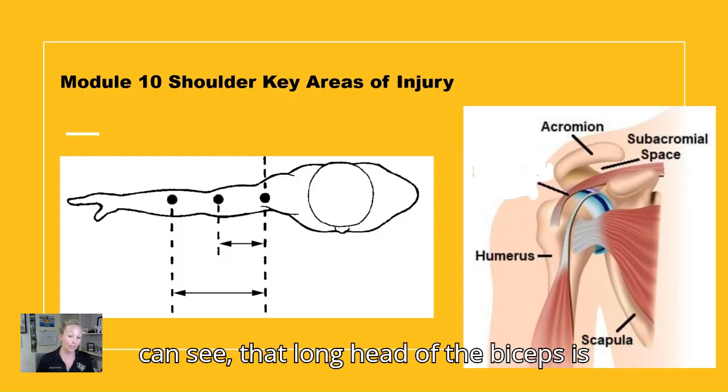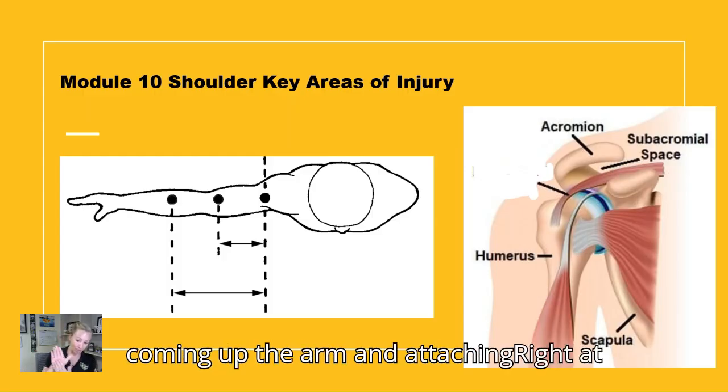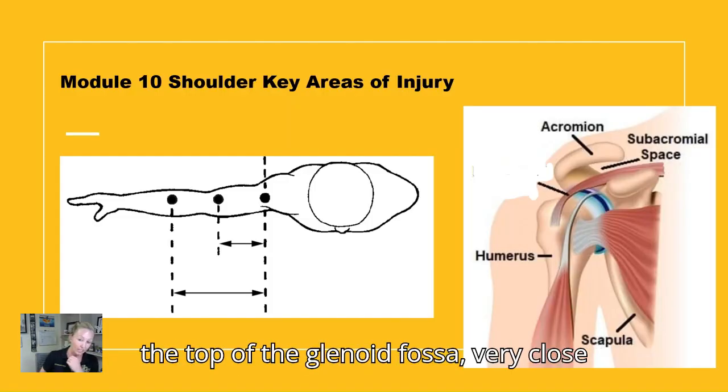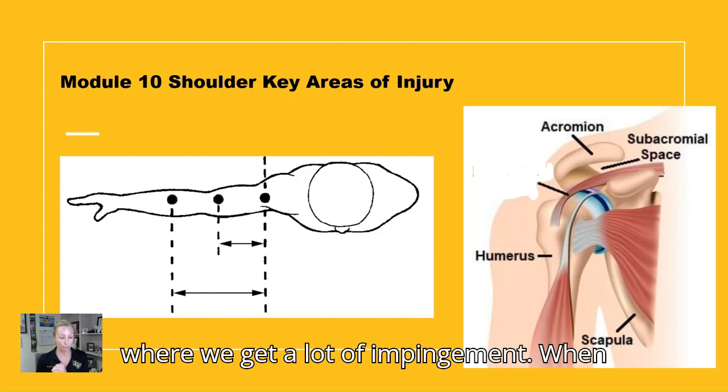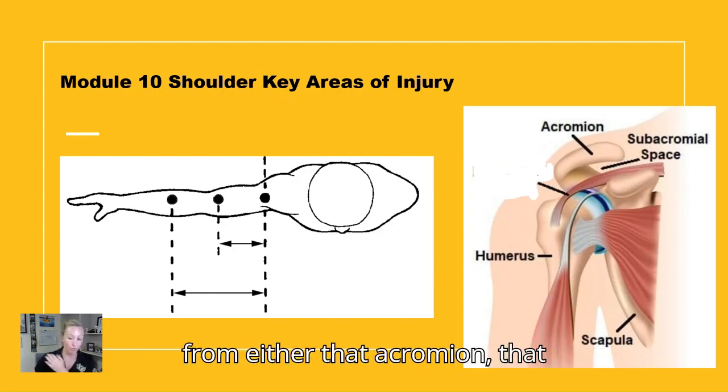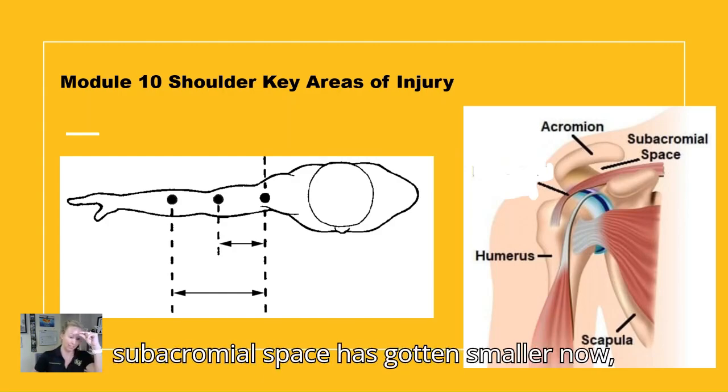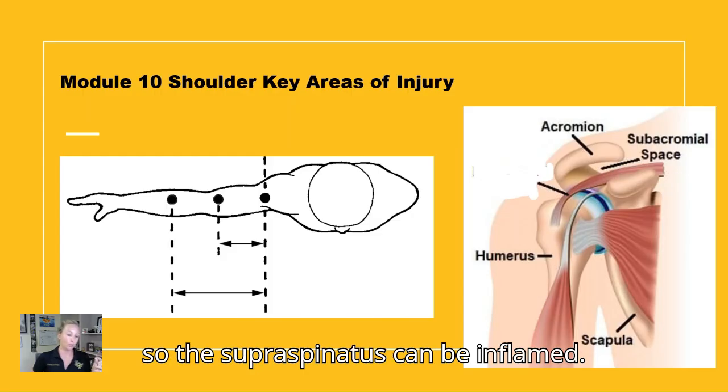And as you can see, that long head of the biceps is coming up the arm and attaching right at the top of the glenoid fossa. It's very close to the supraspinatus. So that area is where we get a lot of impingement, when that supraspinatus is getting pinched from that acromion, because the subacromial space has gotten smaller now. So the supraspinatus could be inflamed.